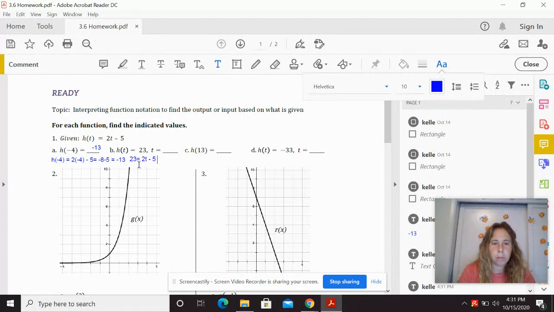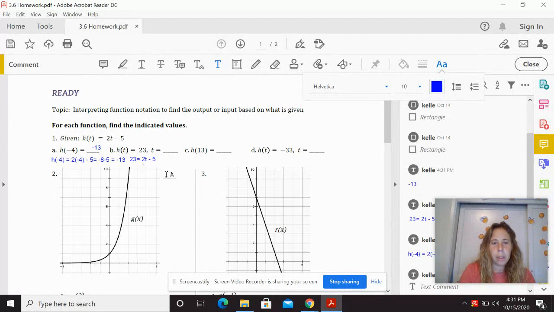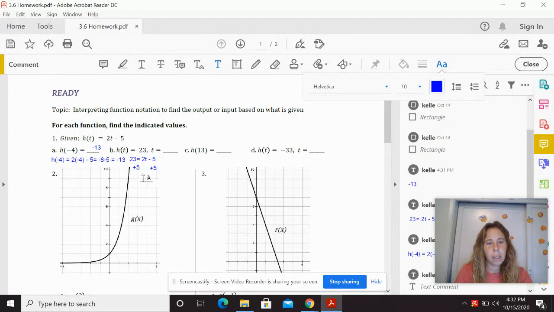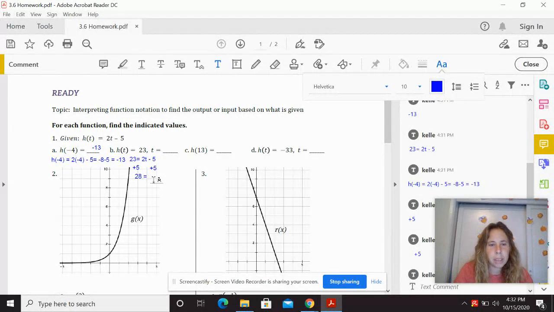You want to get 2t by itself. So I'm going to add 5 to get rid of my negative 5. If I add 5 here, I have to add 5 on the other side of my equal sign. 23 plus 5 is 28. 28 equals negative 5 plus 5 is just 0, so that's gone. All you have left on this side is 2t. This means what number times 2 equals 28? So you can divide both sides by 2. 28 divided by 2 is 14. 2 divided by 2 is 1, so it's just t equals 14.